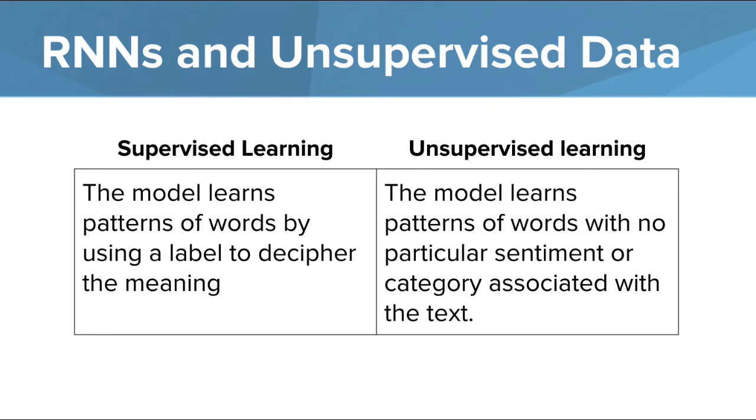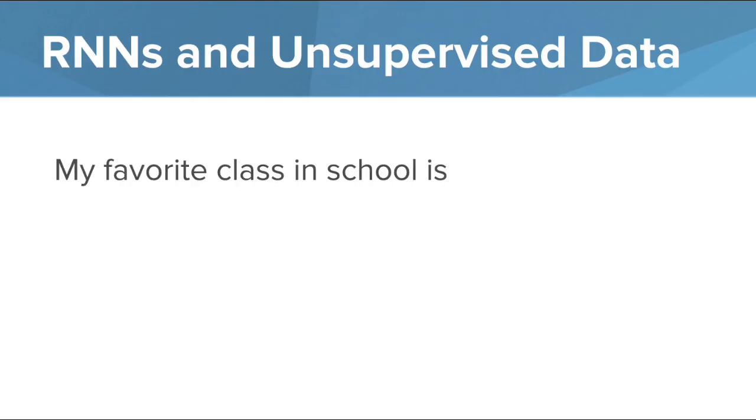Bidirectional RNN models are good for analyzing unsupervised text-generating models. Recall in an earlier lesson you saw how supervised learning was used to tell the model if a review is positive or negative. With unsupervised learning, the model learns patterns of words with no particular sentiment or category associated with the text. In a text generation model, an input sequence is used as a starting point, and a bidirectional RNN model is used to predict what the next word is. This process is repeated for however many words are needed.